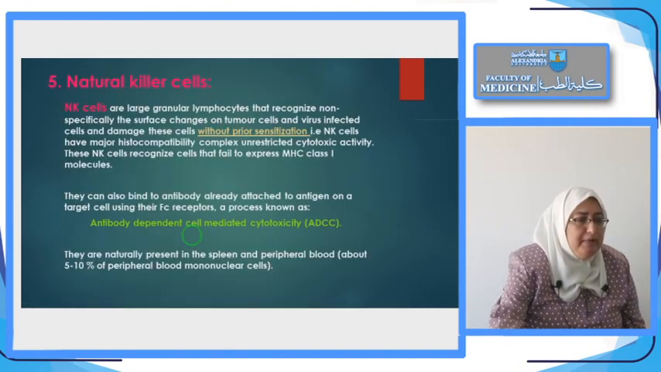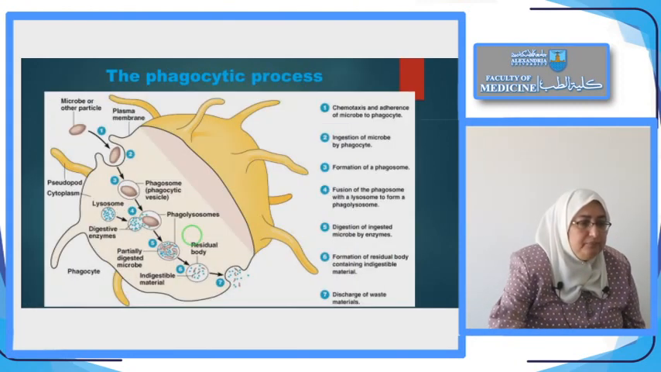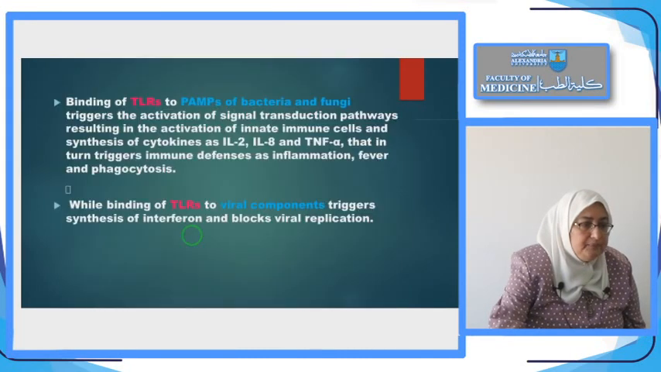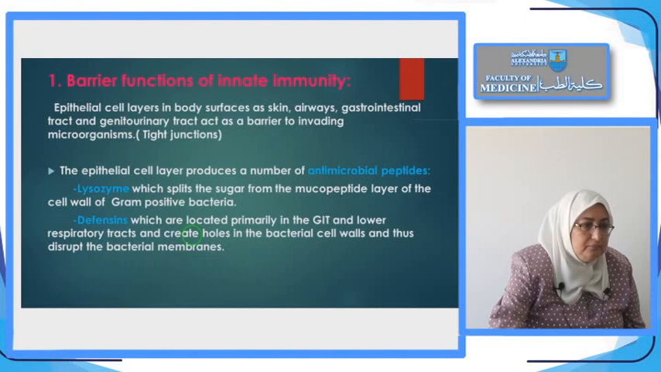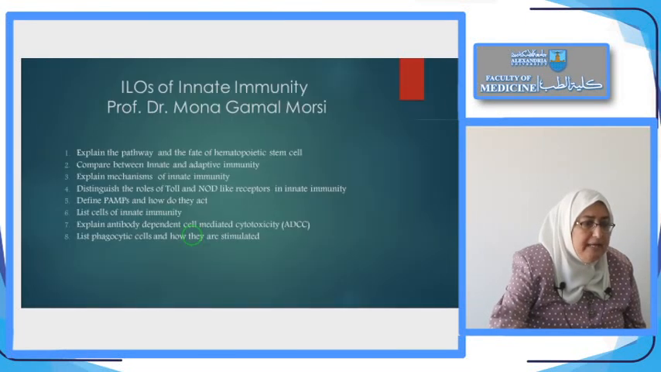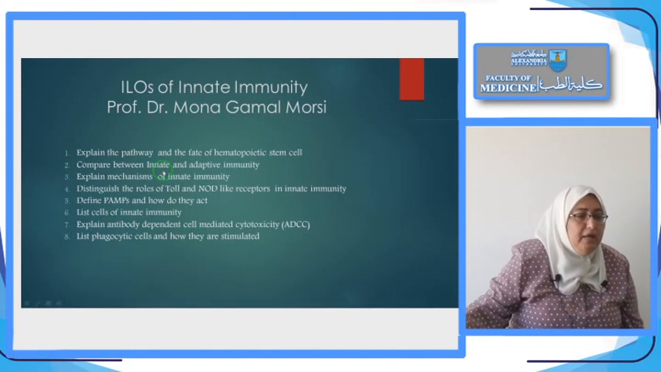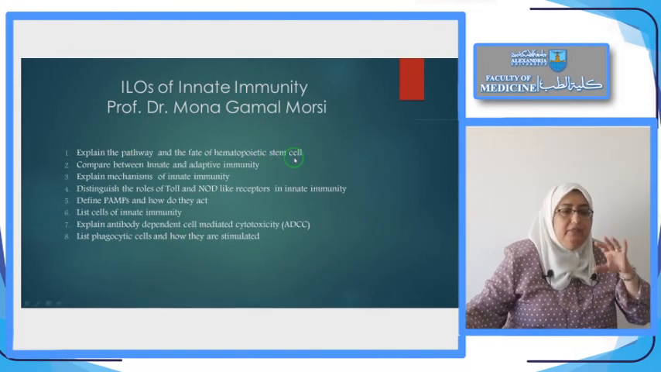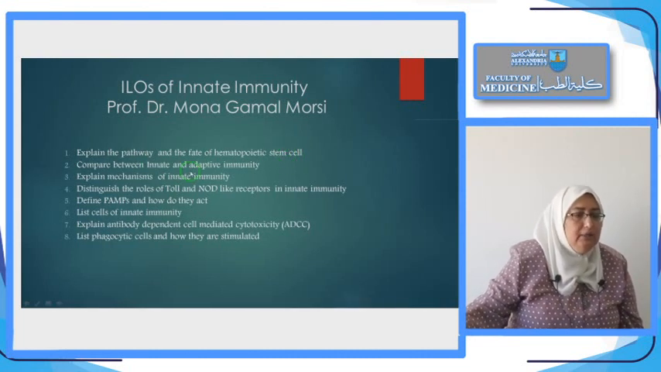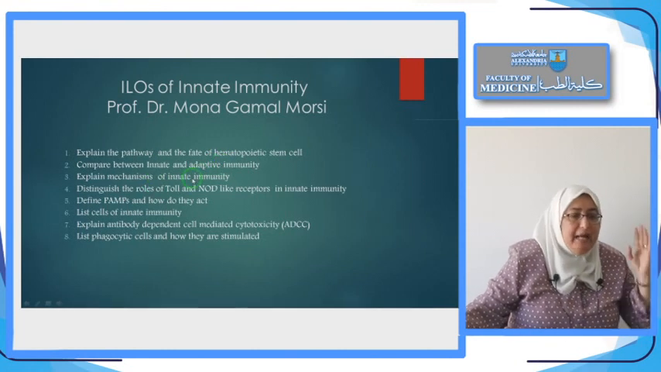So again, to summarize, at the end, I wanted to explain the pathway and fate of the hematopoietic stem cell. It is the origin of all immune cells, which differentiate into lymphoid and myeloid. To compare between innate and adaptive, to explain the mechanisms, we have 6 mechanisms of innate immunity.